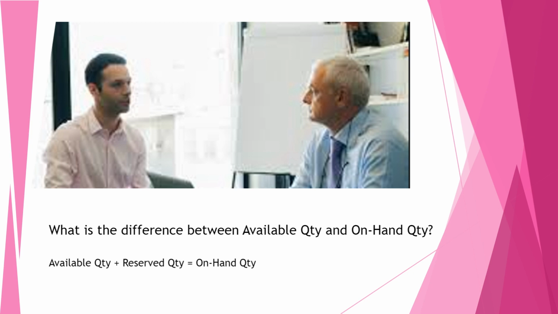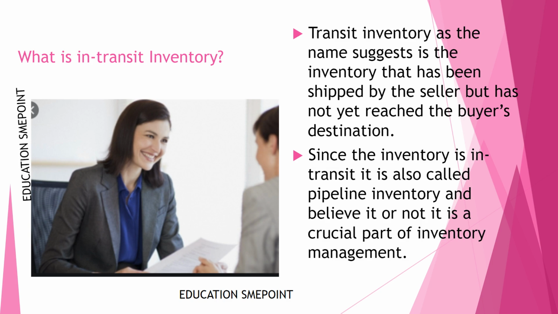What is the difference between available quantity and on-hand quantity? Available quantity plus reserved quantity equals on-hand quantity. What is in-transit inventory?